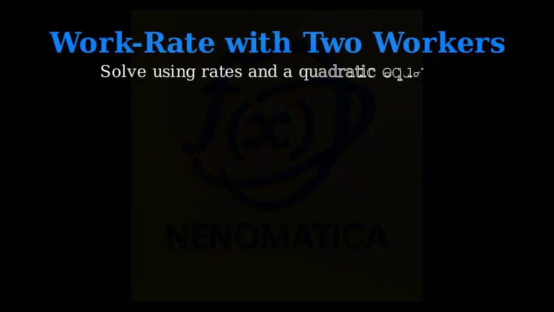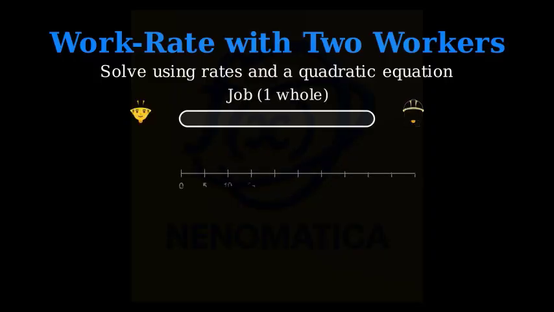Example work rate problem. Two workers finish a job together in 18 days. If each worked alone, the first would finish exactly 15 days faster than the second. We will solve step by step for their individual times. Let's build an intuitive picture. We'll use two workers and a single whole job. Together they complete the job in 18 days.